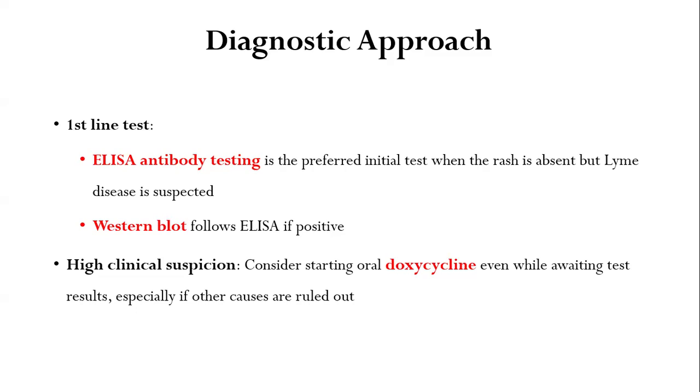Now, the first line test in a suspicious case of Lyme disease is ELISA antibody testing. ELISA antibody testing is the preferred initial test when the rash is absent but Lyme disease is suspected. After ELISA is positive, we have to do a confirmatory test, which is an immunoblotting test or Western blot test. In high clinical suspicion, you can consider starting oral doxycycline even while awaiting the test results, especially if other causes are ruled out. So in this patient, he was a case of high clinical suspicion of Lyme disease. So in this patient, while the test results are awaited, you can already start doxycycline.